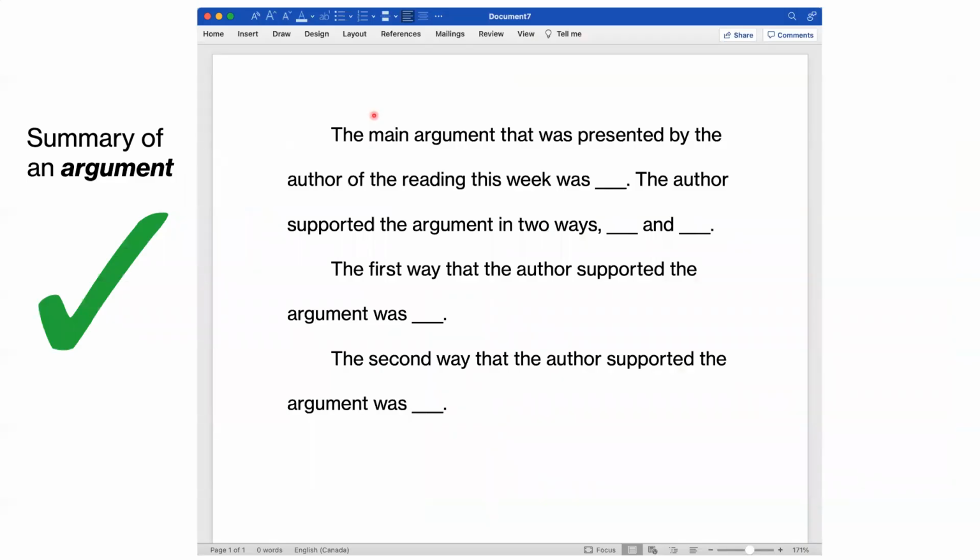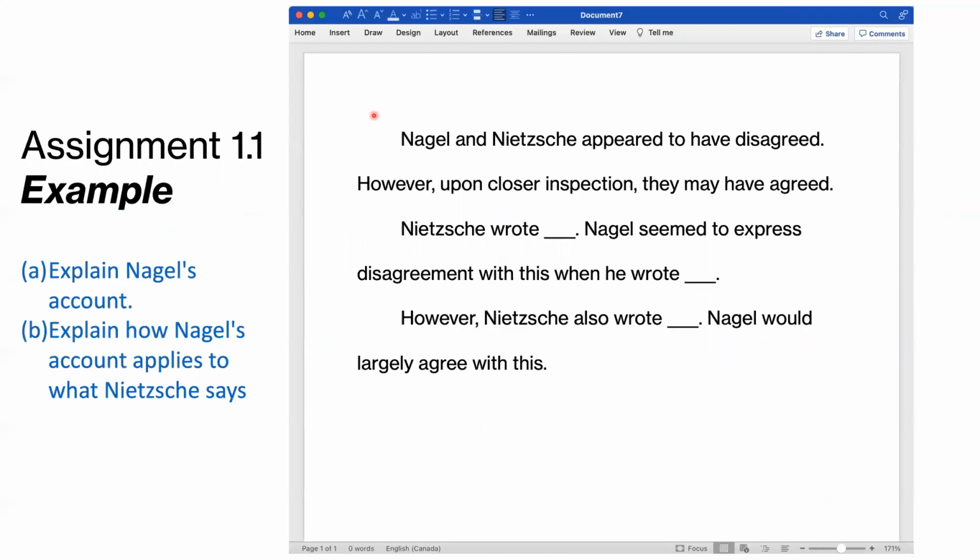So what we want from you is a summary of an argument, where you say the main argument that was presented by so-and-so, author of this reading this week, was blank. The main argument presented by Plato was blank. The main argument presented by Nagel was blank. And then say something like, the author supported the argument in 2 ways, blank and blank. Next paragraph, the first way that the author supported the argument was blank. The second way the author supported the argument was blank. That's the outline that we're looking for.